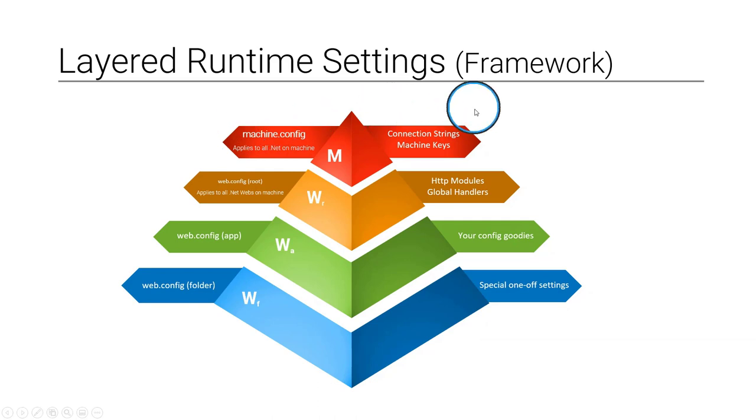You start with the machine config. That's down in your System32 folder, or it's buried in your Windows folder somewhere. That's the technical answer. Anything that's in here will flow down through. So if you have a common thing on your machine, like a connection string to a database, you can put it here, and every .NET app on your box will pick up that connection.